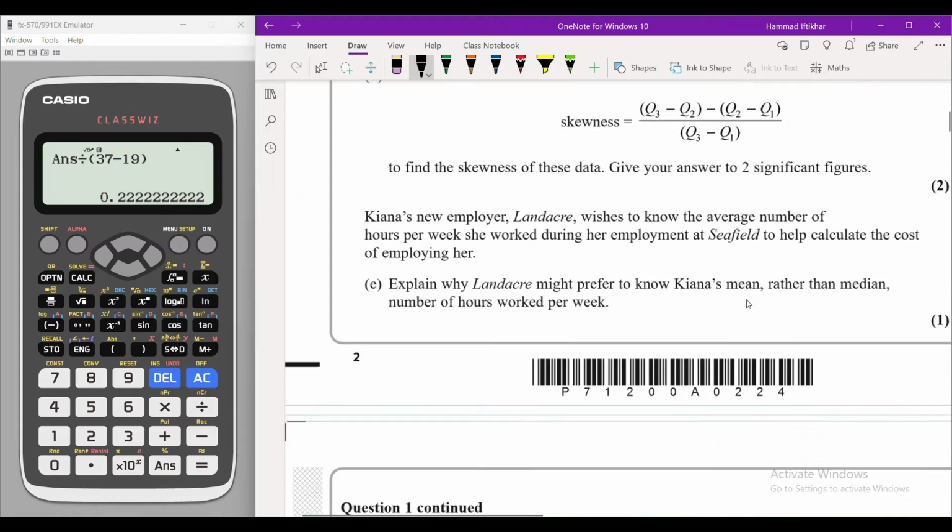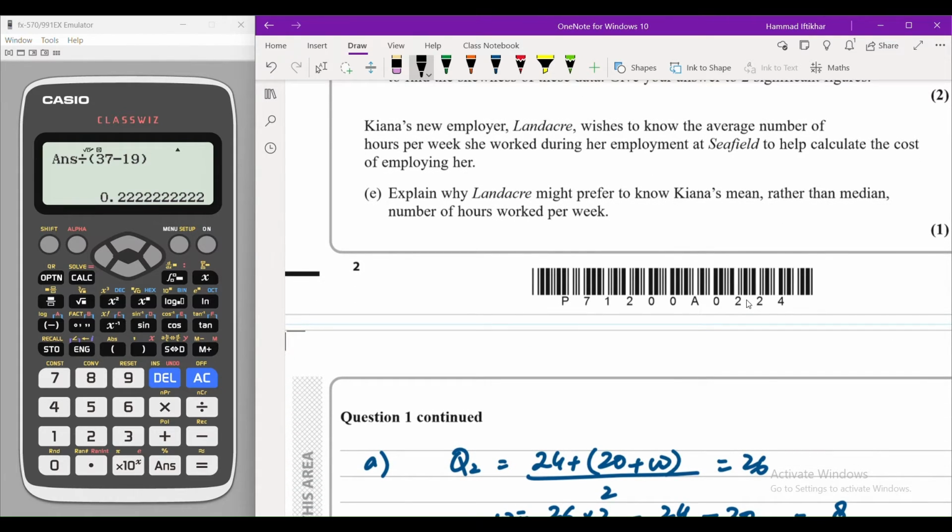Kiana's new employer, Landacre, wishes to know the average number of hours per week she worked during her employment at Seafield to help calculate the cost of employing her. Explain why Landacre might prefer to know Kiana's mean rather than median number of hours per week.